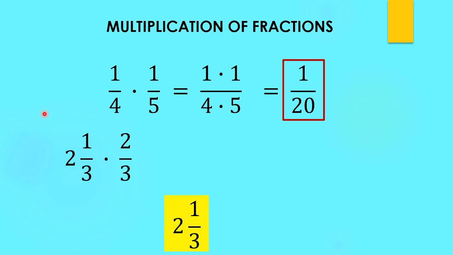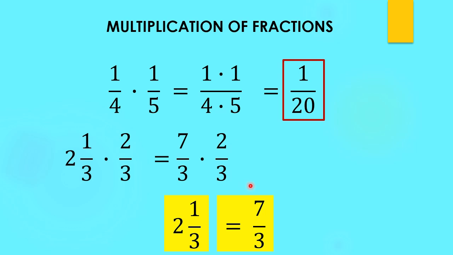To change 2 and 1/3 into an improper fraction, multiply the denominator to the whole number 2, and then add this to the numerator 1. So 3 times 2 is 6 plus 1 is 7. And then copy the denominator 3. So we have 7 over 3. And then multiply this to 2/3.